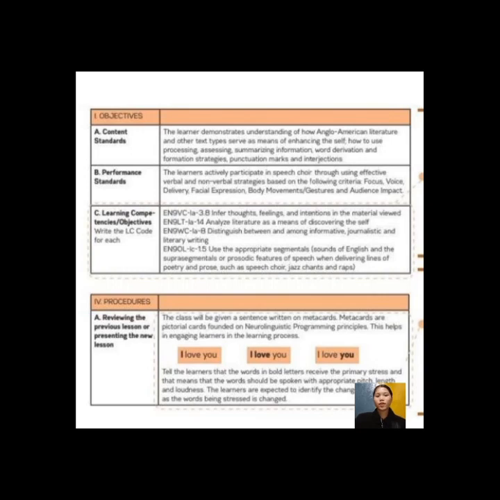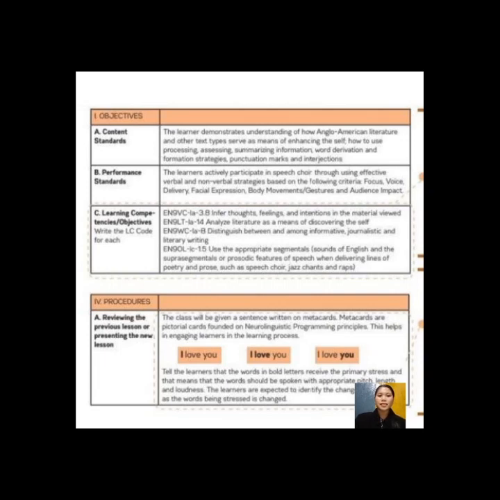Okay, in this table, we have here the objectives. In the objectives, we have a content standard, performance standard, and learning competencies or objectives. In the content standard, the learner demonstrates understanding of how Anglo-American literature and other text types serve as a means of enhancing the self, and how to use processing, assessing, and summarizing information, and deliberation and formation strategies. In the performance standard, the learner actively participates in speech choir through using effective verbal and nonverbal strategies.